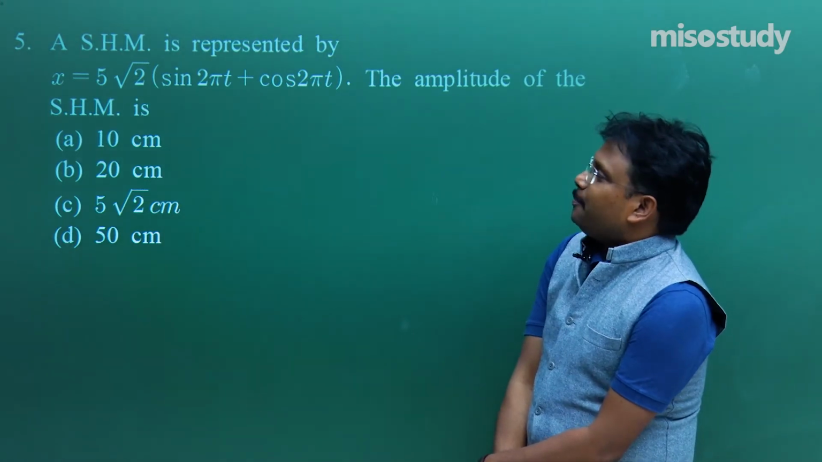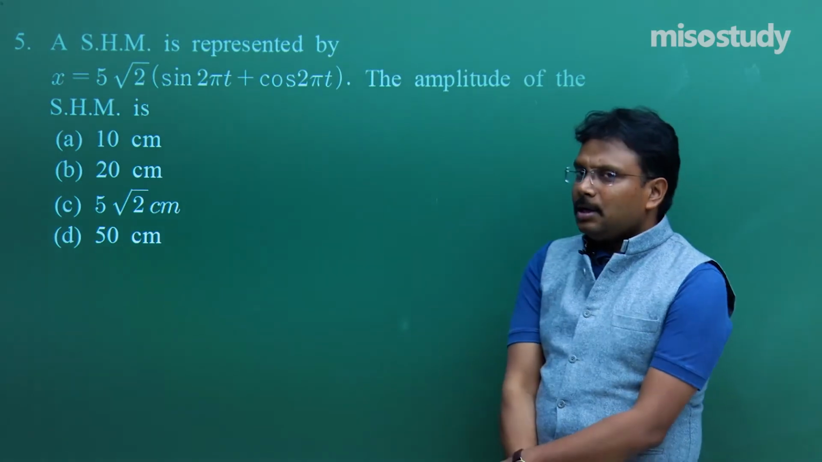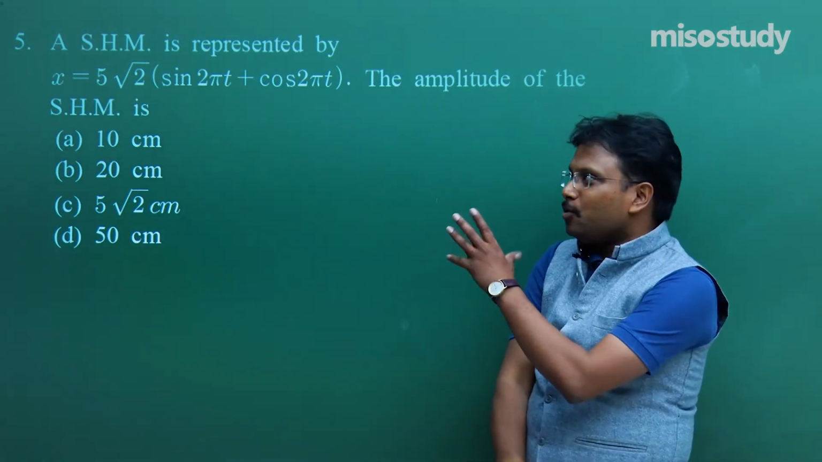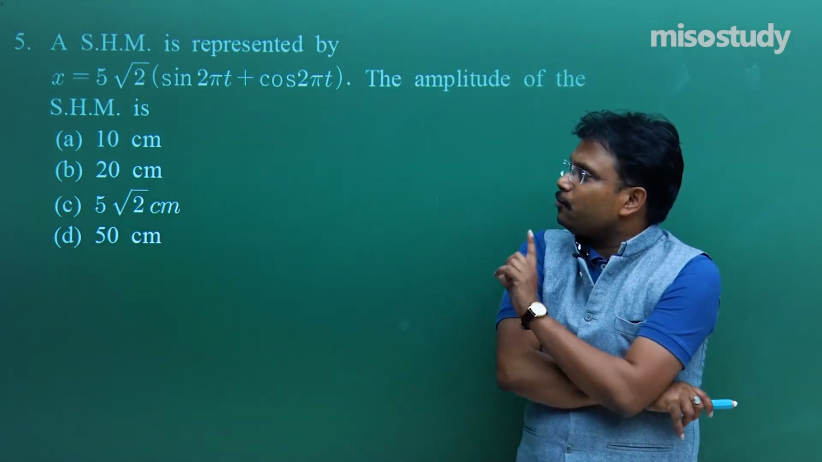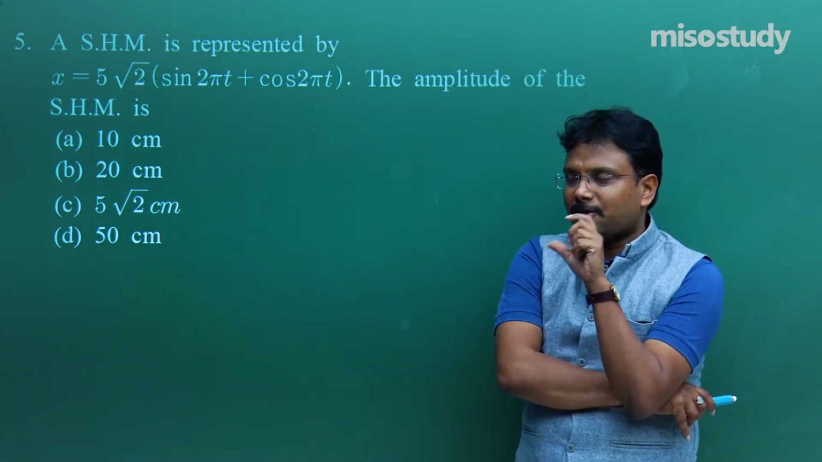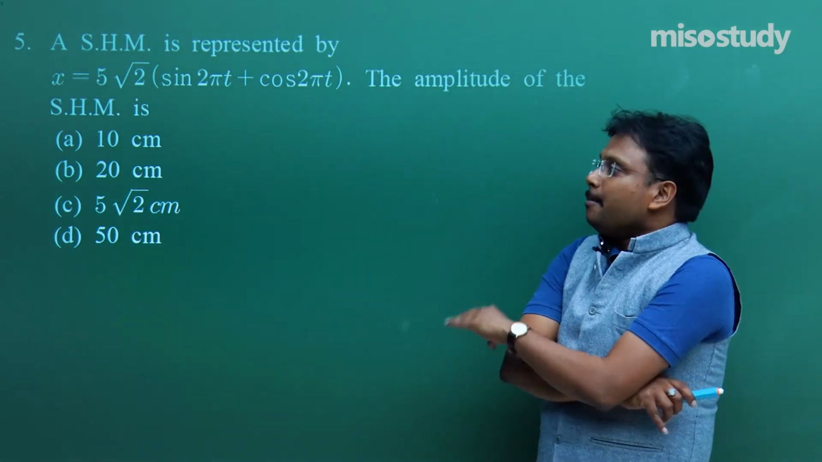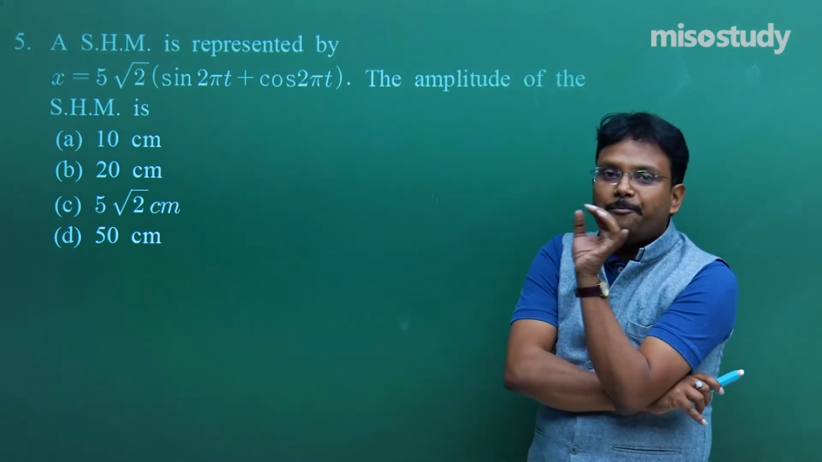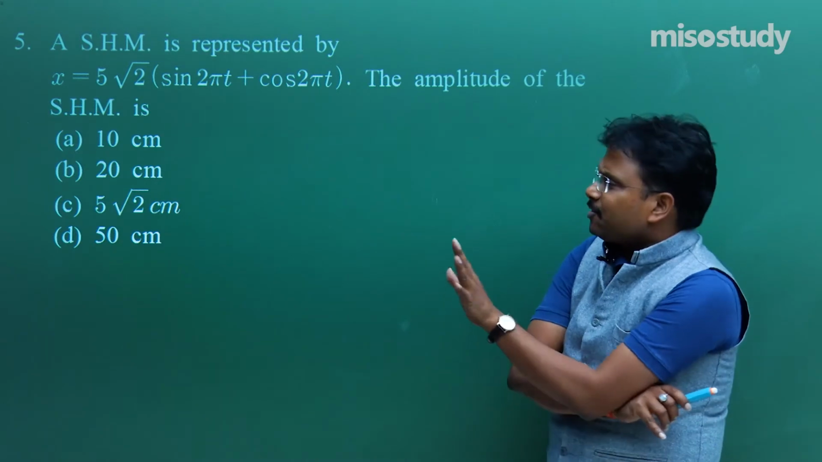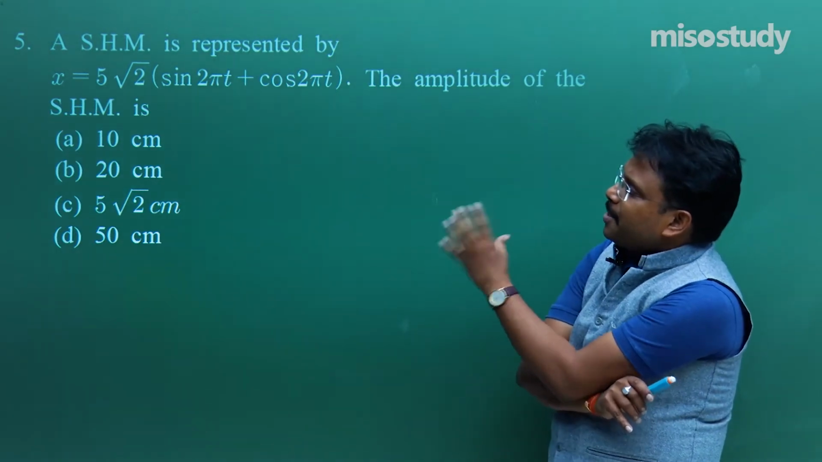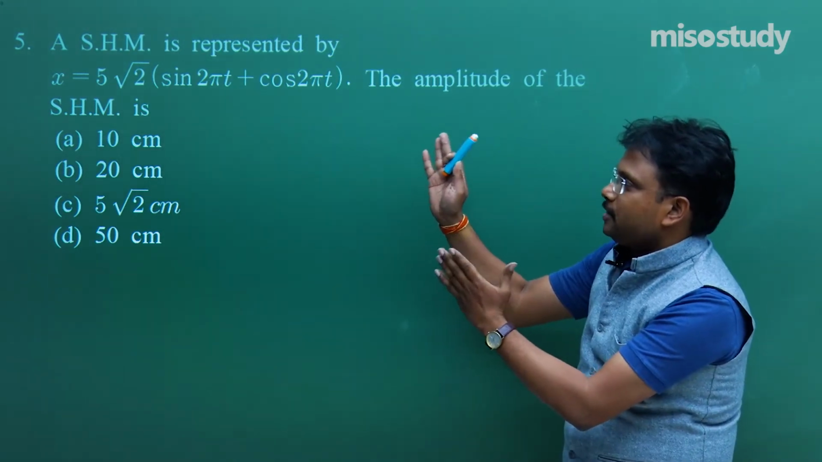SHM is represented by x is equal to x naught sin omega t plus cos omega t. Now you definitely get slightly confused. Till now we discussed y is equal to y naught sin omega t plus phi, but this equation is different. Yes, this equation is different because just 1 or 2 steps of basic trigonometry are involved over here. Nothing more, nothing less, but simply basic trigonometry is involved. What exactly is that? That I want to first explain to you.